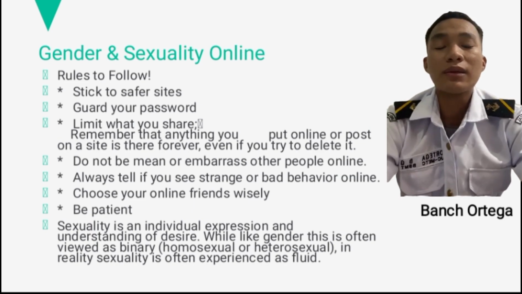Sexuality is an individual expression and understanding of desire. Like gender, this is often viewed as binary, homosexual or heterosexual. In reality, sexuality is often experienced as fluid.